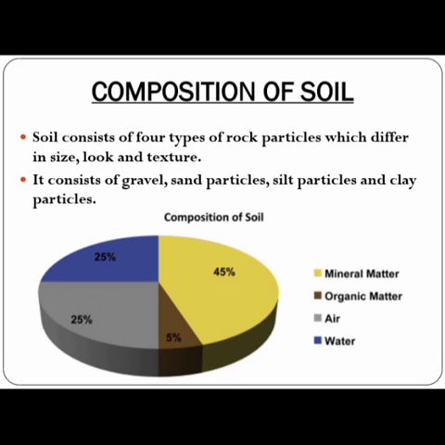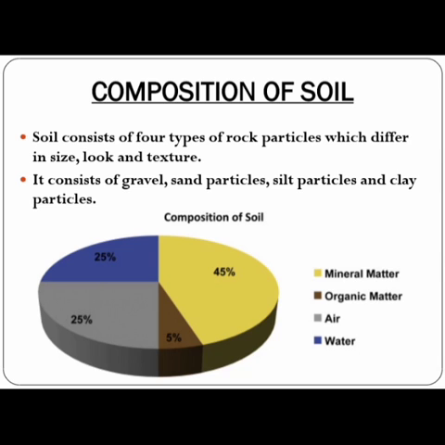If I ask the composition of air, you will tell me the percentage of each gas present in the air. In the same way, we have the composition of soil. We see 45% mineral matter, 5% organic matter, 25% air trapped in the soil, and 25% water. So the maximum is mineral matter. It consists of 45% mineral matter. This is the composition of soil.